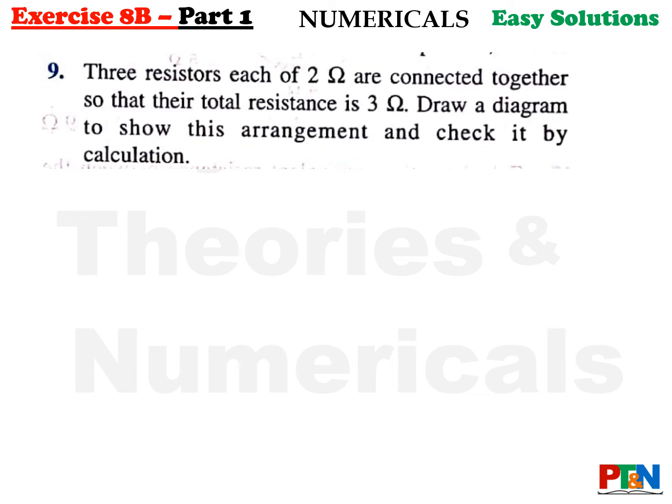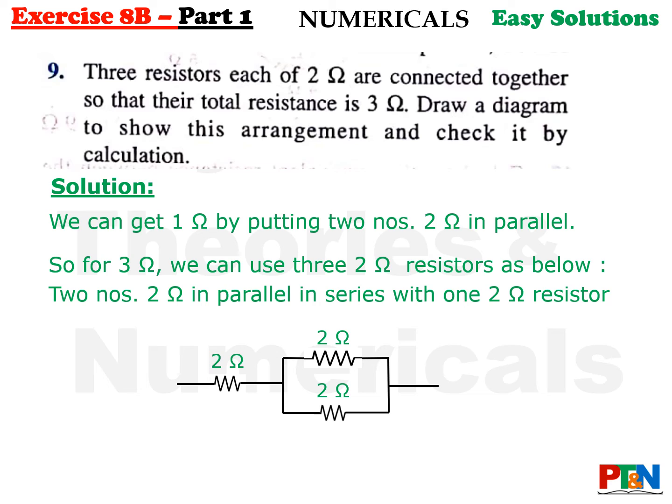Next one, 3 resistors each of 2 ohm are connected together so that the total resistance is 3 ohm. That means you have to obtain an equivalent resistance of 3 ohm using 3 resistors of 2 ohm. So draw a diagram and show the arrangement and check it by calculation. First you need to do the calculation, then only you can draw the diagram. Let's see how we can get 3 ohm.